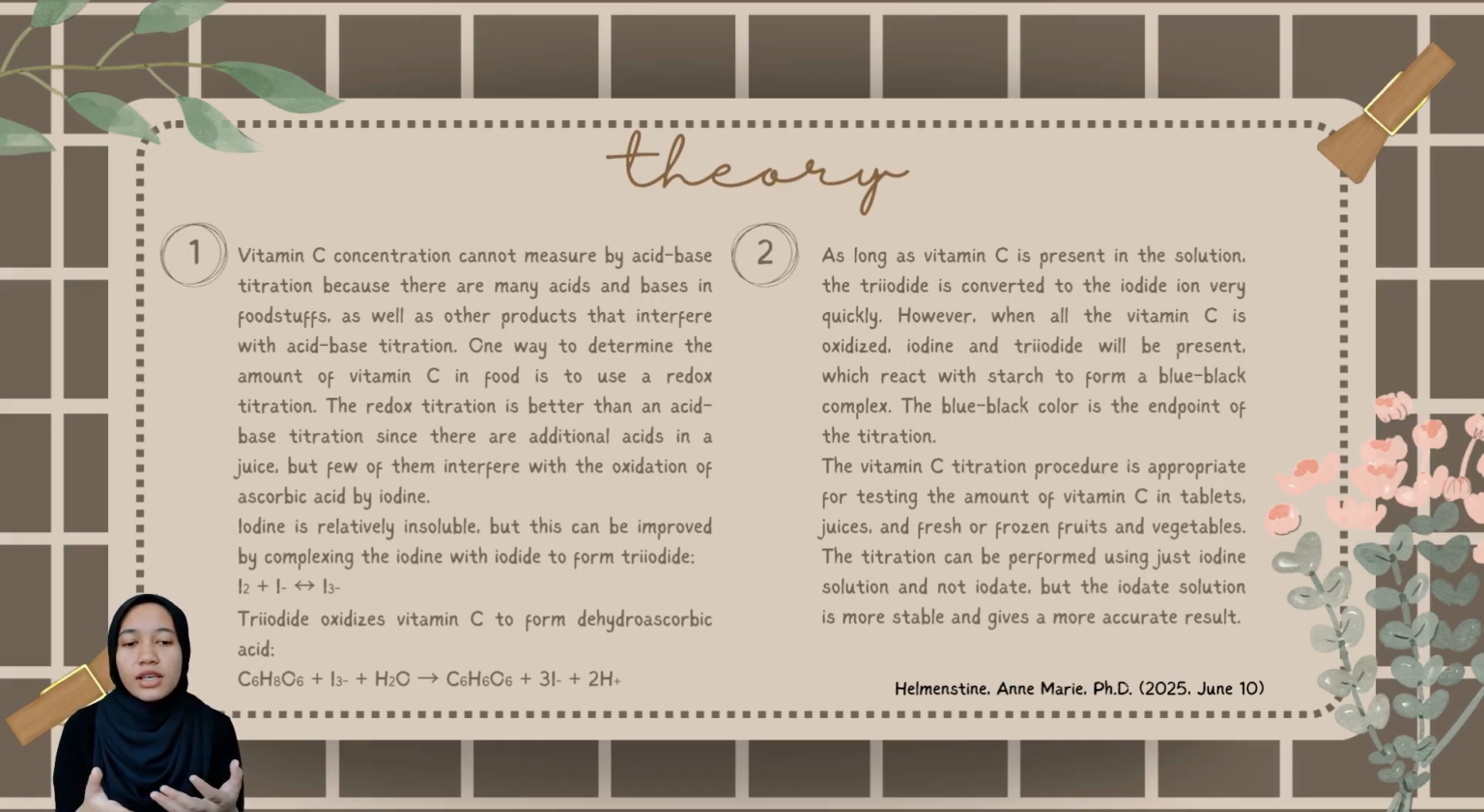The vitamin C titration procedure is appropriate for testing the amount of vitamin C in tablets, juice, and fresh or frozen fruit and vegetables. The titration can be performed using just iodine solution and not iodide, but the iodide solution is more stable and gives a more accurate result.